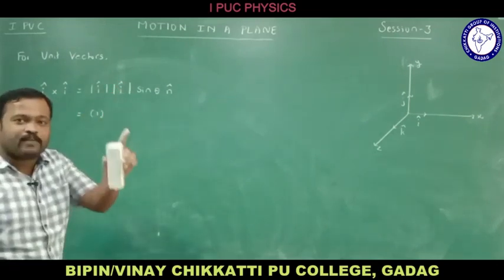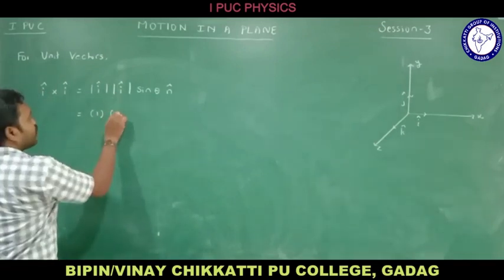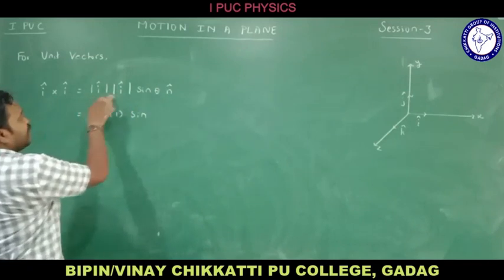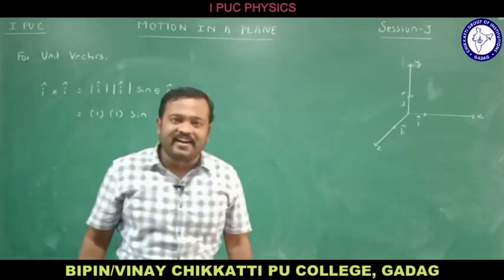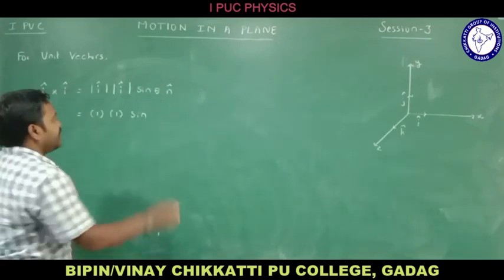A letter with a cap is a unit vector, and its magnitude is 1, right? What is the modulus of I? It is 1. Sin theta, where theta is the angle between I and I. What is the angle between I and I? The angle between I and I is 0, right? The same vector with itself, the angle is 0.